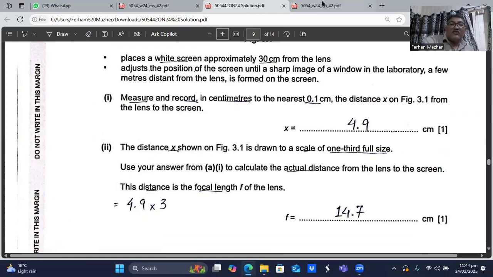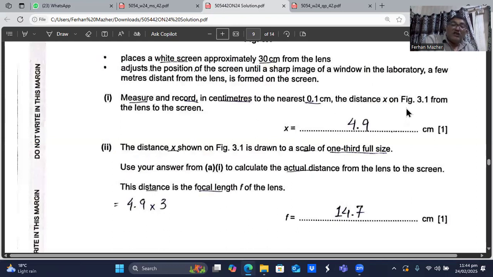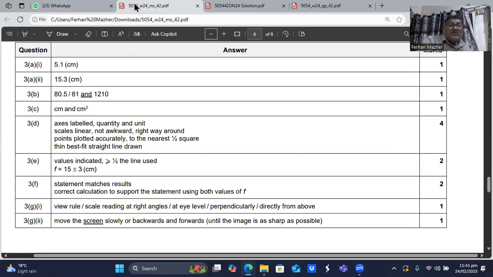Then the question says the distance x shown in figure 3.1 is drawn to a scale of 1/3 full size. It means if something is 1 centimeter, in reality it is 3 centimeter. So use your answer from the first part to calculate the actual distance from the lens to the screen. The distance is the focal length f of the lens. Whatever reading we have noted down, that is 4.9, the actual length will be 3 times more. So 4.9 multiplied by 3 is 14.7.